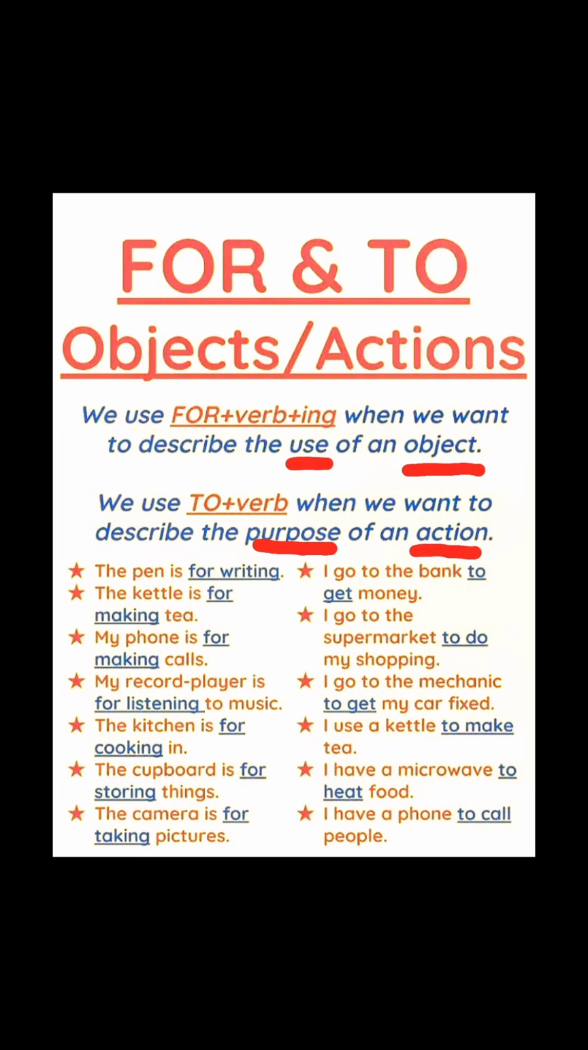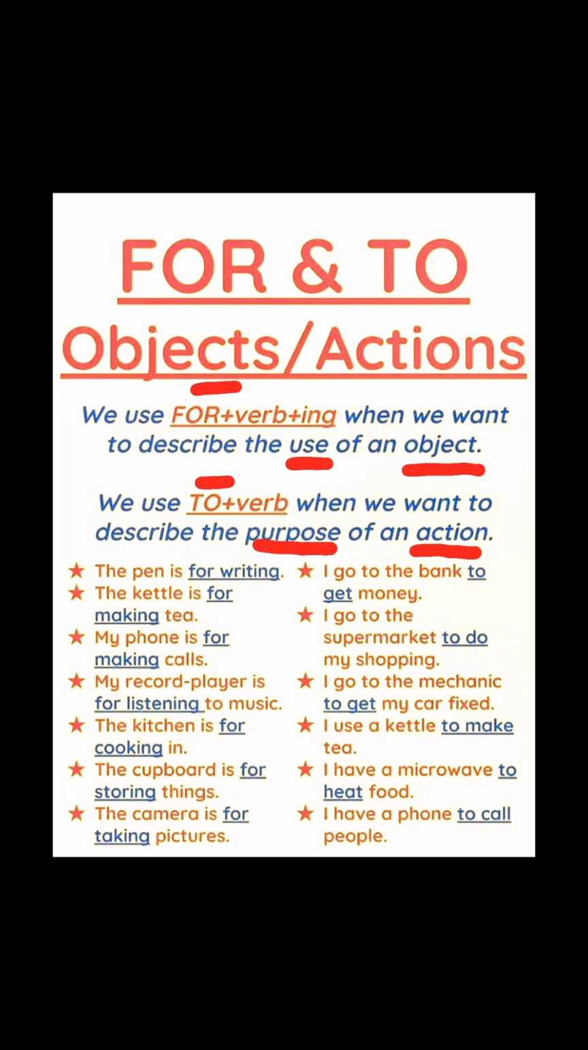So, in the sentences given, we have to try and analyze whether the verb is in ing form or not. First thing. Second thing, we have to see whether in the sentence there is an object. Okay, if there is an object, then we will use for. Okay, and if there is no object but there is some purpose of an action in the sentence, then we will use to. Okay, so let us first understand the first sentence.